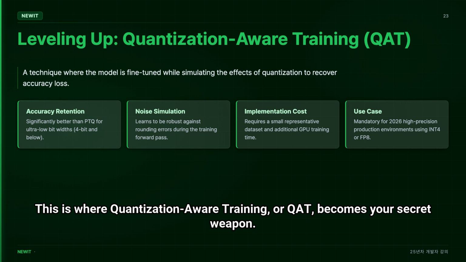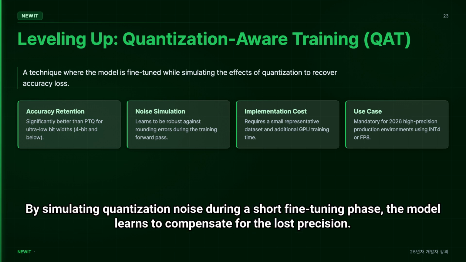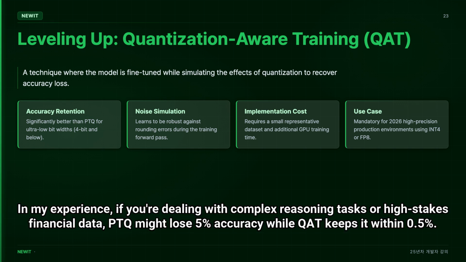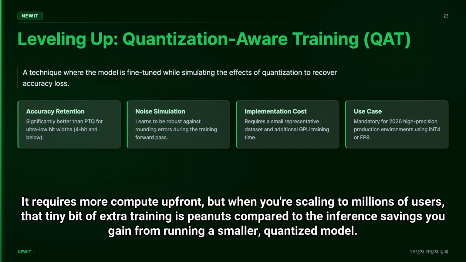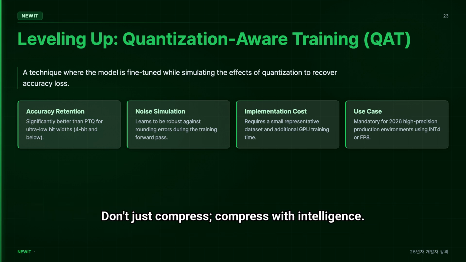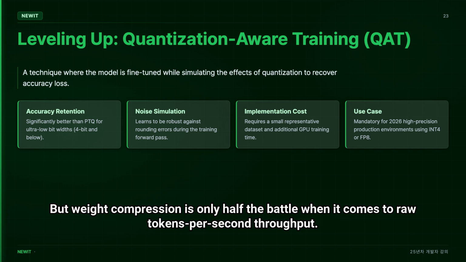This is where quantization-aware training, or QAT, becomes your secret weapon. By simulating quantization noise during a short fine-tuning phase, the model learns to compensate for the lost precision. In my experience, if you're dealing with complex reasoning tasks or high-stakes financial data, PTQ might lose 5% accuracy while QAT keeps it within 0.5%. It requires more compute upfront, but when you're scaling to millions of users, that tiny bit of extra training is peanuts compared to the inference savings you gain from running a smaller, quantized model. Don't just compress, compress with intelligence.